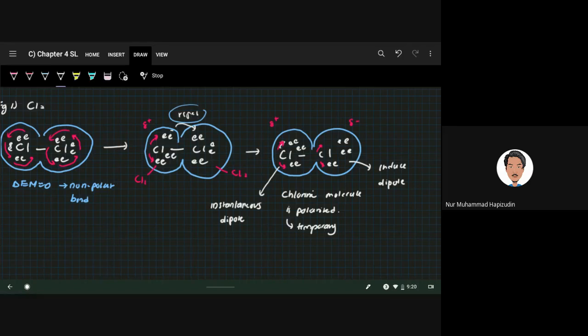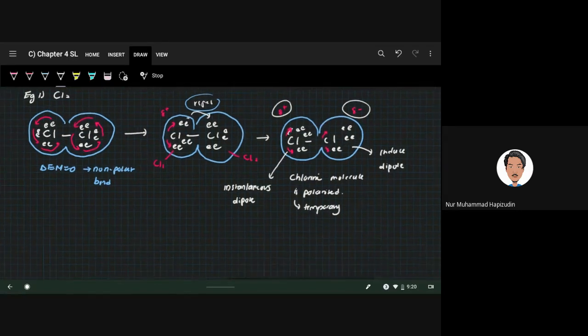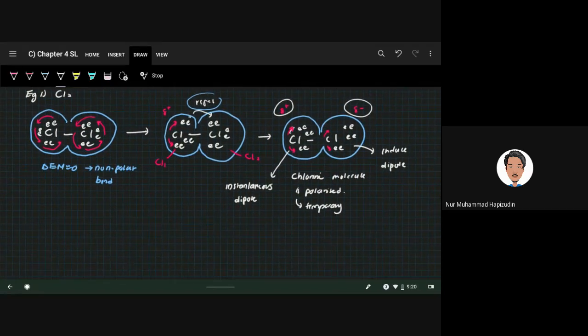So what happens is now the non-polar bond has polarized, which is it has a partial positive and a partial negative, but this is just temporary, not permanent. Okay, after a few seconds, the electrons will move to the other area and the polarization is gone. Okay. Can you understand up to this point of the process? Okay.